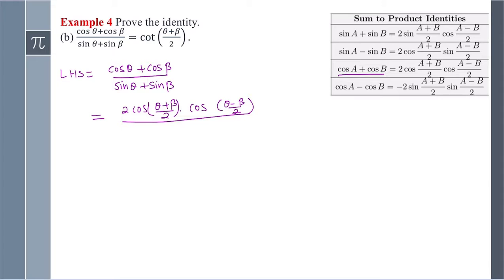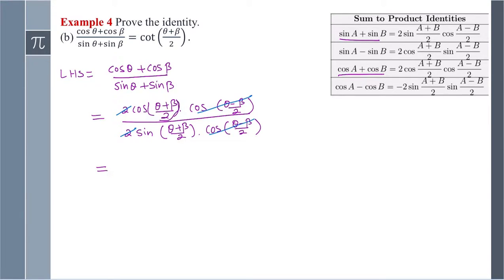divided by, so sine theta plus sine beta is sine A plus sine B, which is 2, then sine A plus B over 2, which means theta plus beta over 2 times cosine A minus B over 2, which means cosine theta minus beta over 2. Now if we look over here, we have this 2 and 2 which we can cancel, and we can cancel this because we have exactly the same thing. So what's remaining here is we have cosine theta plus beta over 2 over sine theta.